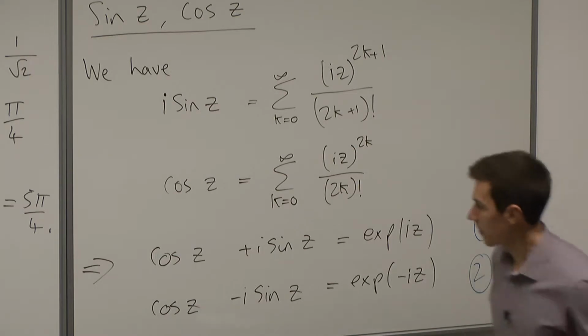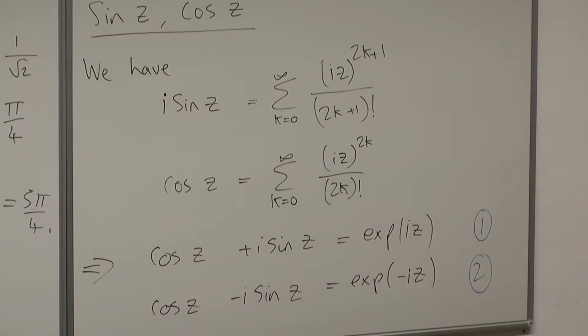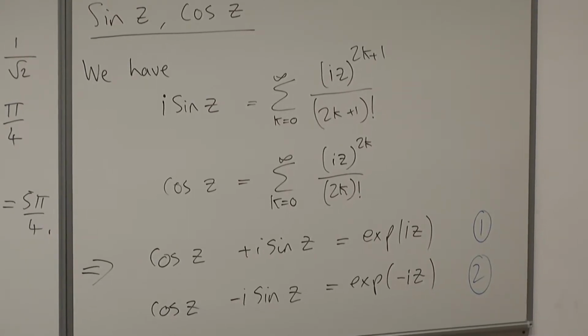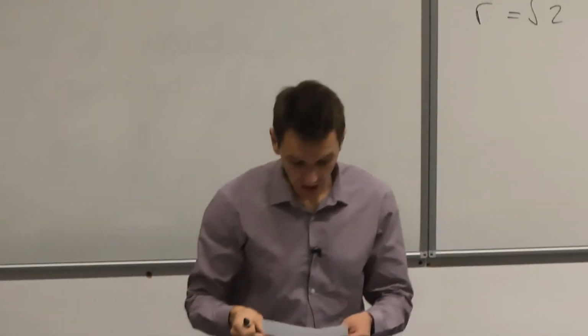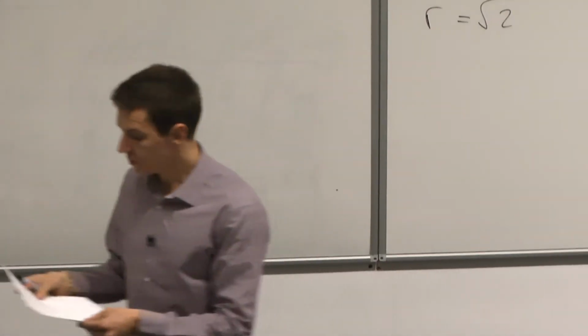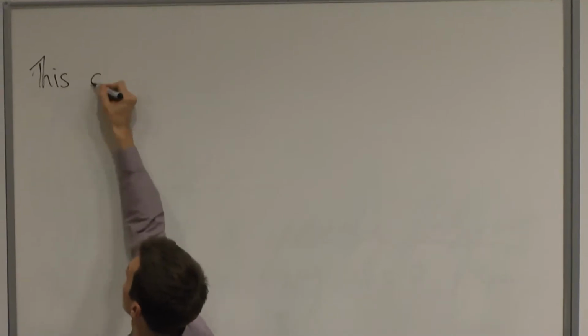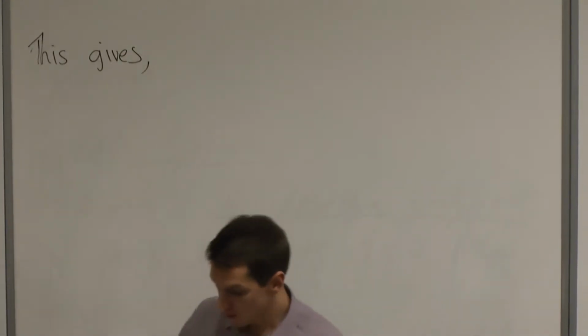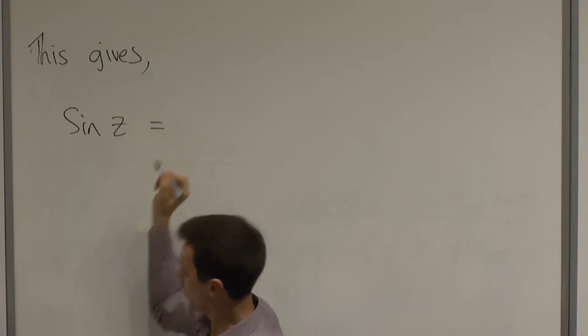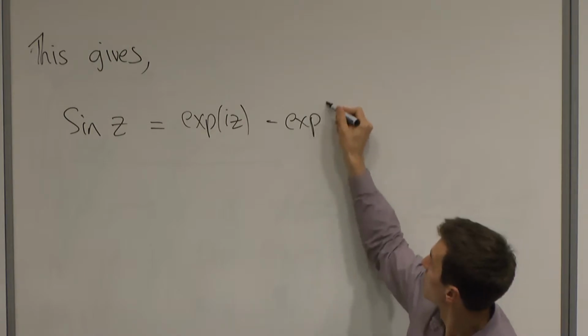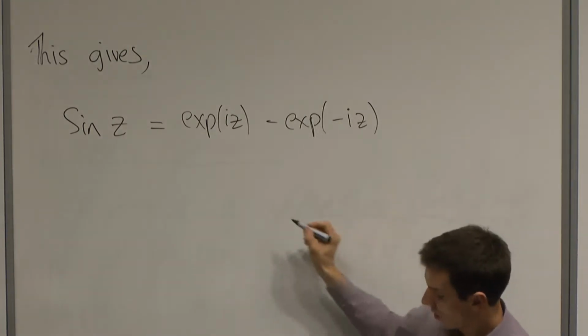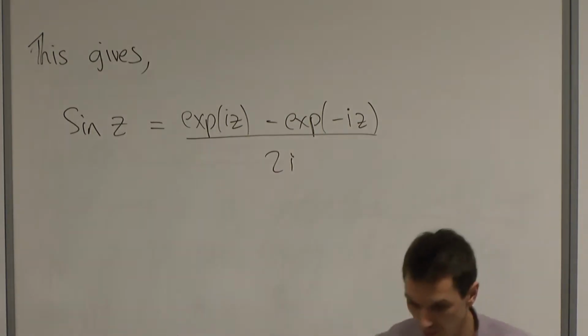So basically, we've got simultaneous equations, and we will solve them as follows. So if we subtract equation 2 from equation 1 and divide by 2i, we get an expression for sine z in terms of the exponential function. Right, so this gives the following. So we get sine z is the exponential of iz minus the exponential of minus iz over 2i. So this is what I just mentioned.